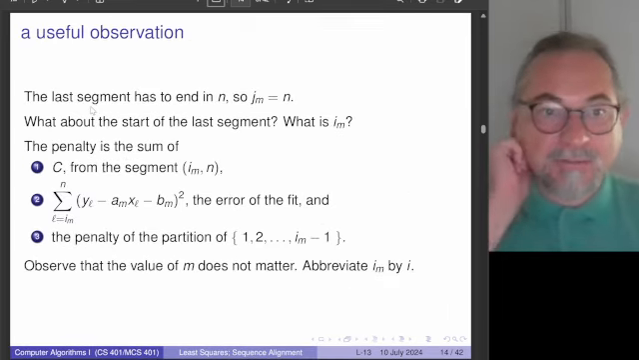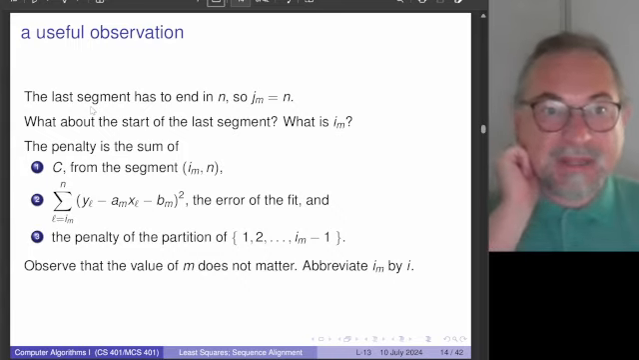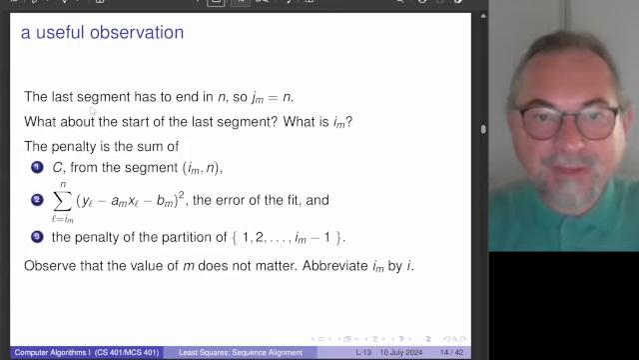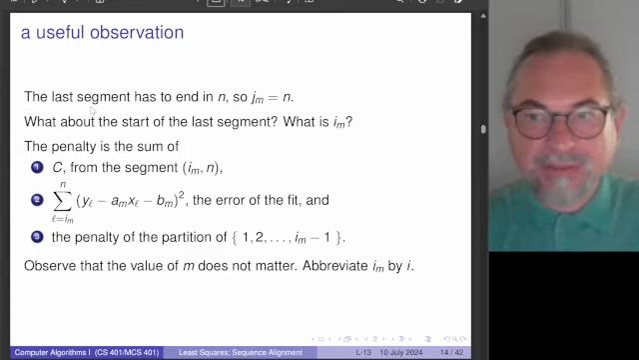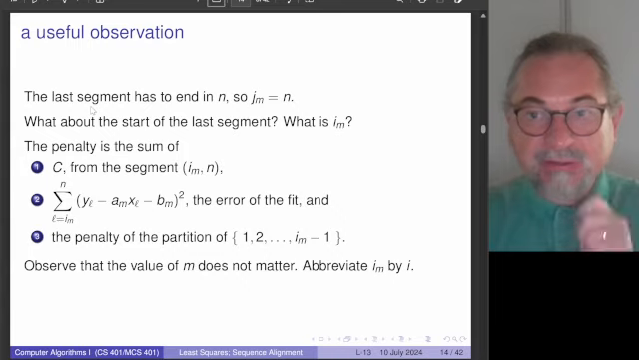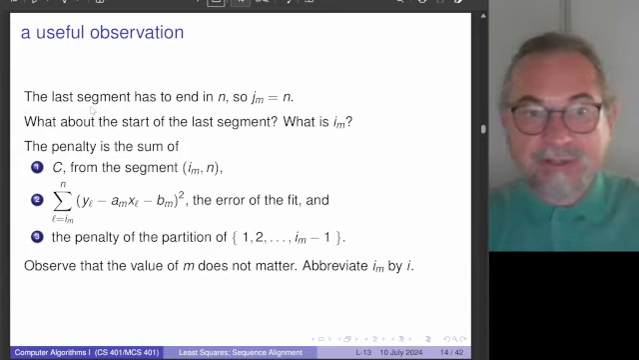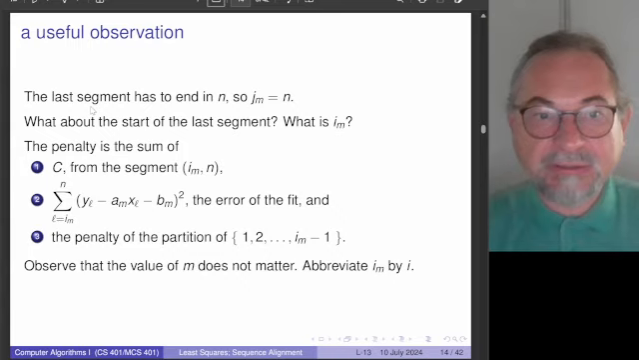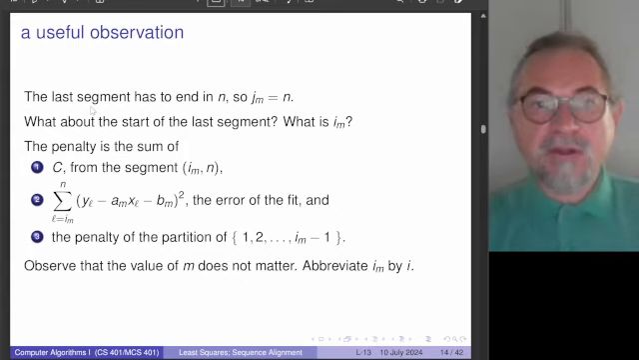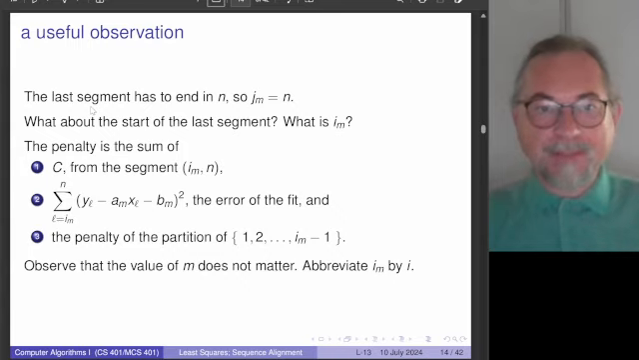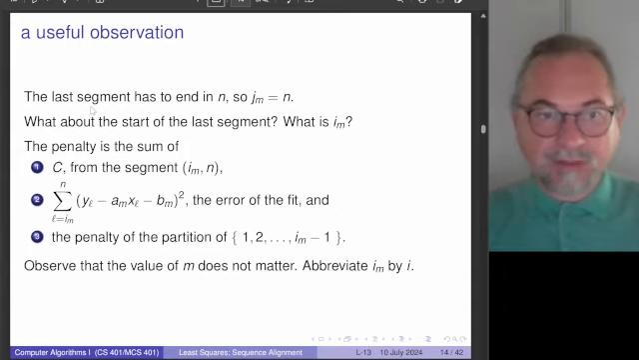Okay, let's go now back to our problem. So we will think backwards. We will think about our last segment. Because we have a partition, the last segment must end with the last point. And now the question is, where does the last segment start? So what is the beginning, i of m? Well, it will depend on the cost from the segment.